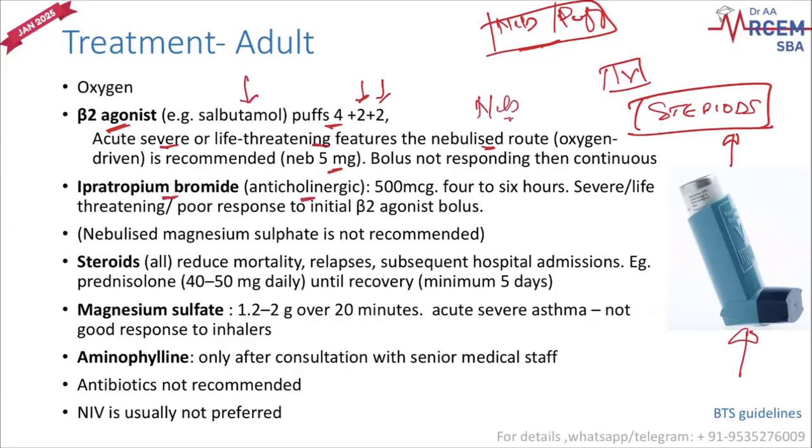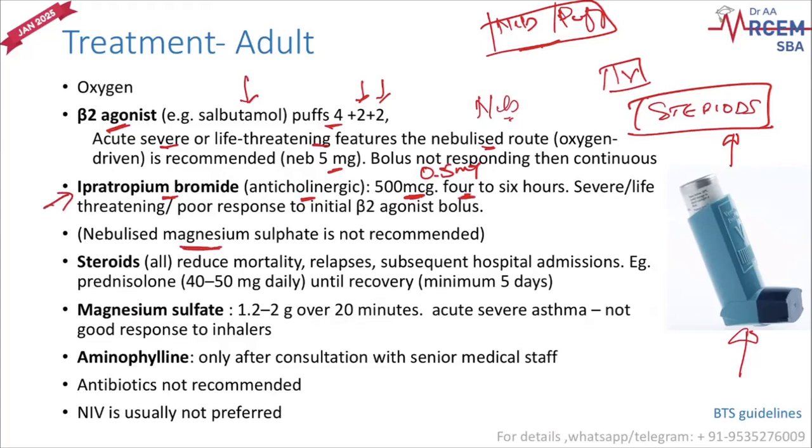Ipratropium bromide is an anticholinergic. It also causes bronchodilation. The dose you're giving is 0.5 mg, or you can remember it as 500 mcg, one and the same. But you cannot give this drug back to back. You need to wait at least 4 hours before you give a second dose. So most of the time, the second dose is not given in the emergency department because you need to wait for 4 hours. By that time, you would have admitted this patient.